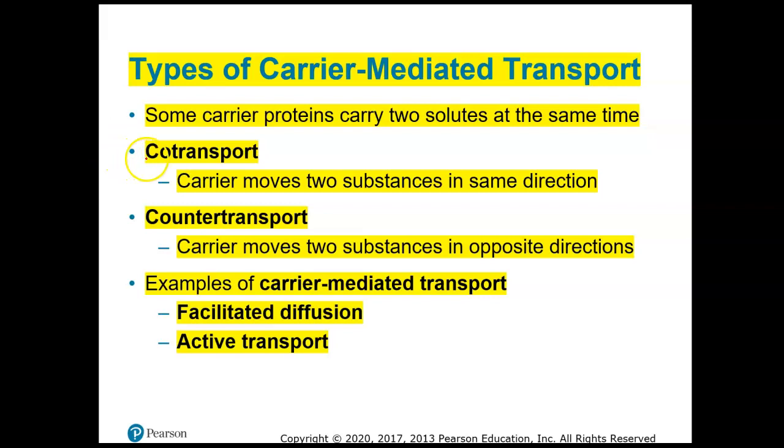If a carrier protein transports two solutes at the same time, we call this co-transport. It moves the two substances in the same direction. Counter-transport is when two substances are moved in opposite directions. And we have two examples of carrier-mediated transport, and that is facilitated diffusion and active transport. We'll talk about those in the next section.